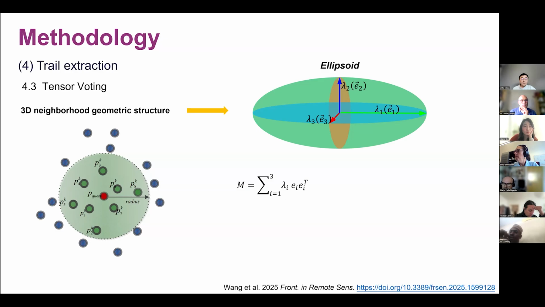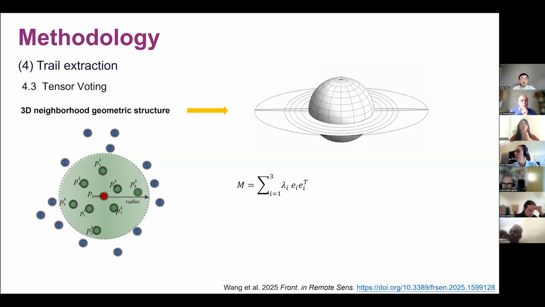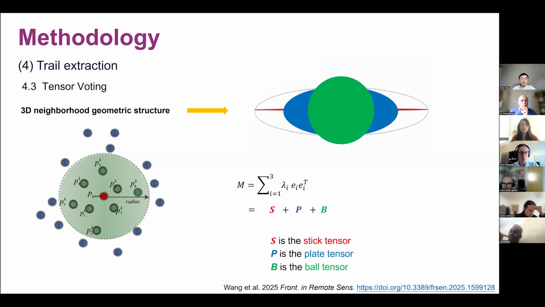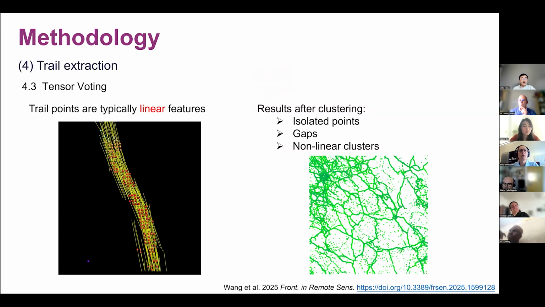This tensor M can further be decomposed into a stick tensor, plate tensor, and ball tensor. Those tensor components represent different features. The stick tensor represents a linear feature, the plate tensor represents a planar feature, and the ball tensor represents scatter or volumetric features. Trail points typically appear as linear features in the neighborhood.